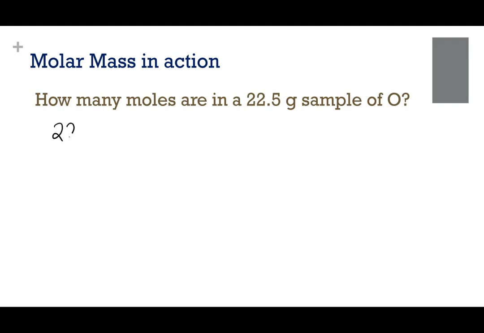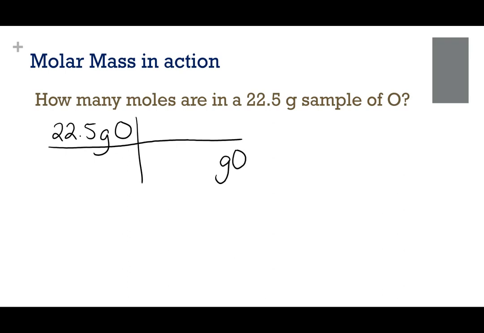Yep, so 22.5 grams of oxygen. Draw my train tracks. What unit is going to go on the bottom? What's going to go diagonal? What are we getting rid of? Grams of oxygen. And then what unit is going to go on top? What's our destination? Moles. So moles of oxygen.